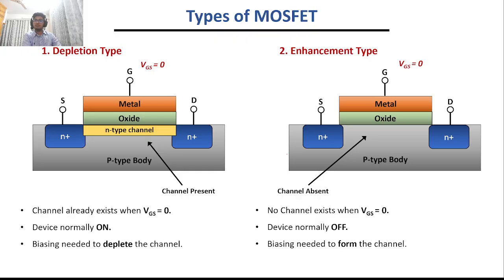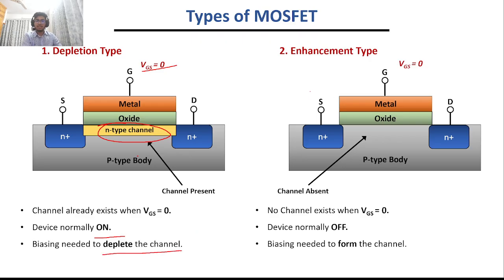Now, depending on operation, we can categorize our MOSFET into two types. One is depletion type, which you can see on the left. Here there is a pre-existing channel without any gate voltage. So this means that our device is normally on. So we have to apply gate voltage to deplete the channel and hence turn the device off.